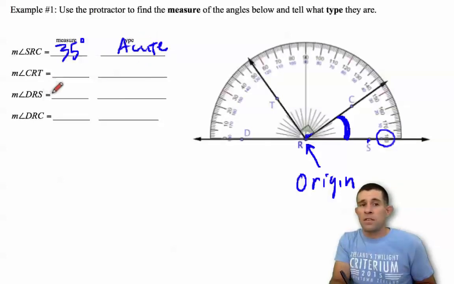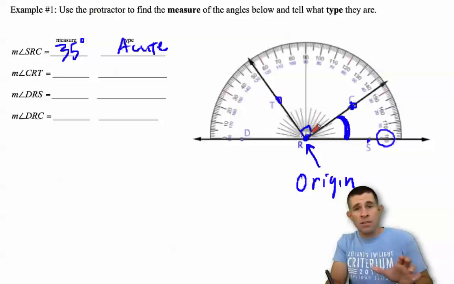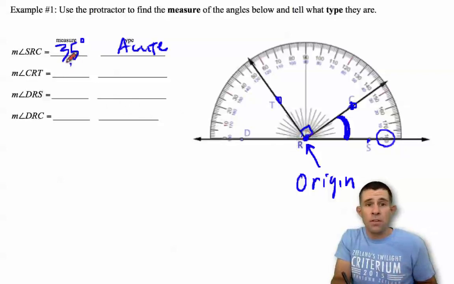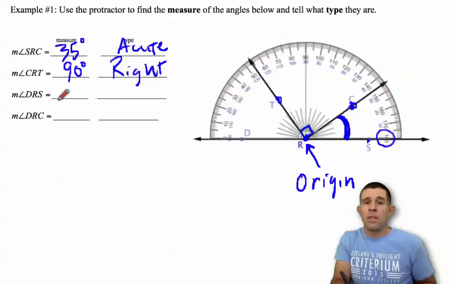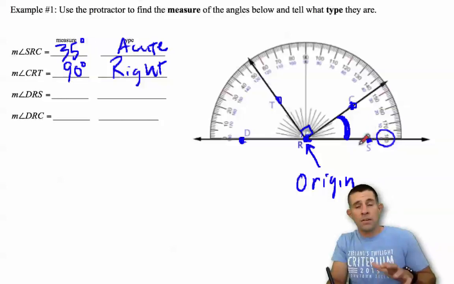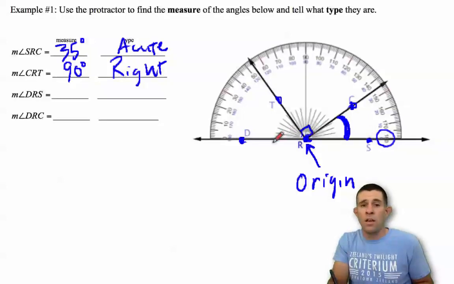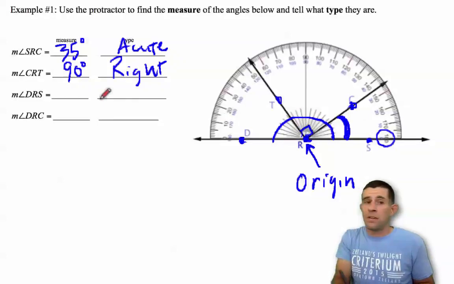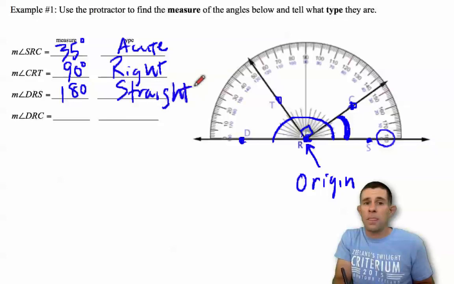The next is CRT. C starts here, down to R, my vertex again, and then back up through T. Well, I can see that there's this little box right here. That box indicates that this is a right angle. So its measurement must be equal to 90, and I'm classifying this as a right angle. The next one is DRS. So D starts here to R, my vertex, and then back out to S. You'll see that this forms a straight line, and this is 180 degrees. So this is 180, and this is known as a straight angle.